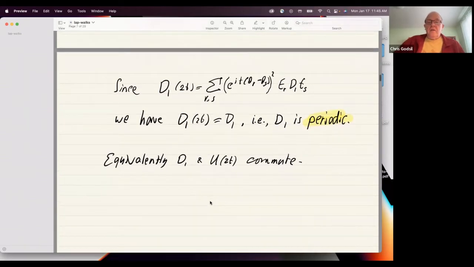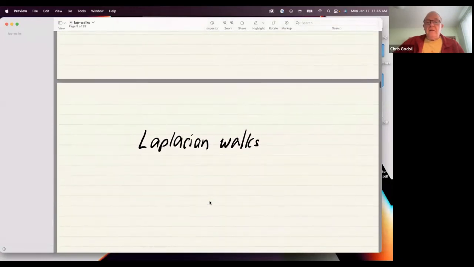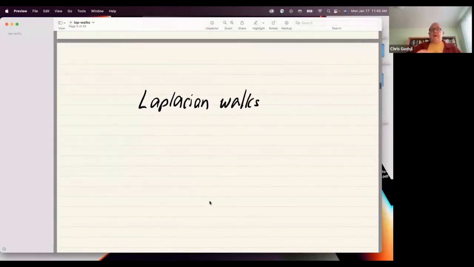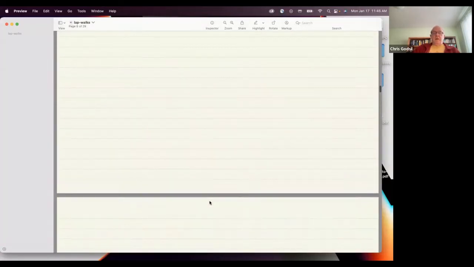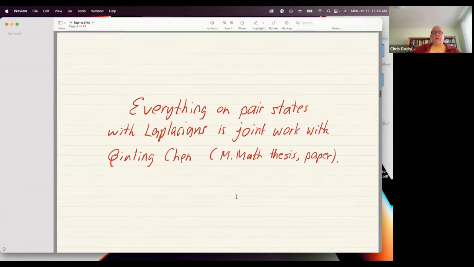Okay, so that's the background. Now we want to talk about Laplacian walks. I need to say that everything I say here on Laplacians is joint work with Tina. She did a master's thesis on this, and we have a paper on the arXiv.